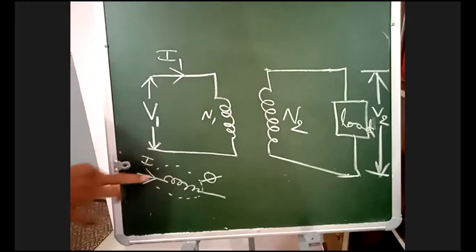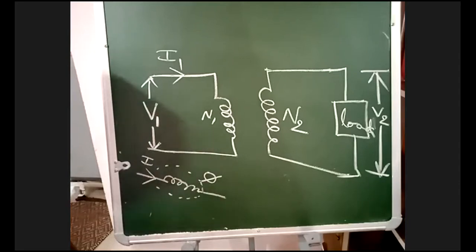Under that note point, note down this: around the current carrying conductor, magnetic flux phi is developed. This is a very, very important point.